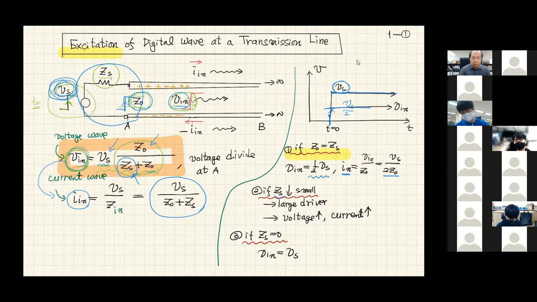If we have a smaller source impedance, like 1 ohm or 2 ohm, then V in becomes almost close to the source voltage. Small source impedance means you have to use a large driver size, and of course it will consume more power, and we're going to have higher voltage and current waves. In a special case, when we have zero source impedance, the voltage wave and the source voltage will be the same. Now, at this moment, I'm going to summarize this page by emphasizing the meaning of this equation.